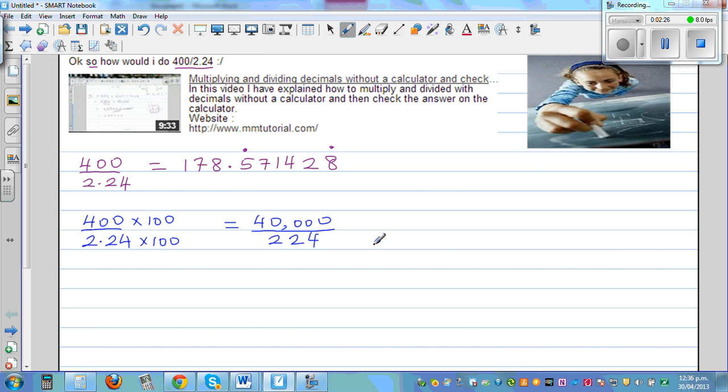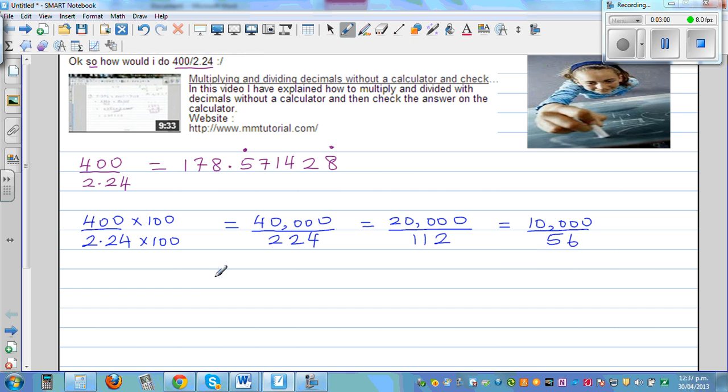I'm not using a calculator, so I'm going to halve it. If you halve the numerator, you have to halve the denominator. So this is 20,000 divided by, if you halve this, 112. Then again halve it. So this is 10,000 divided by, half of 100 is 50, and half of 12 is 6, so this is 56.